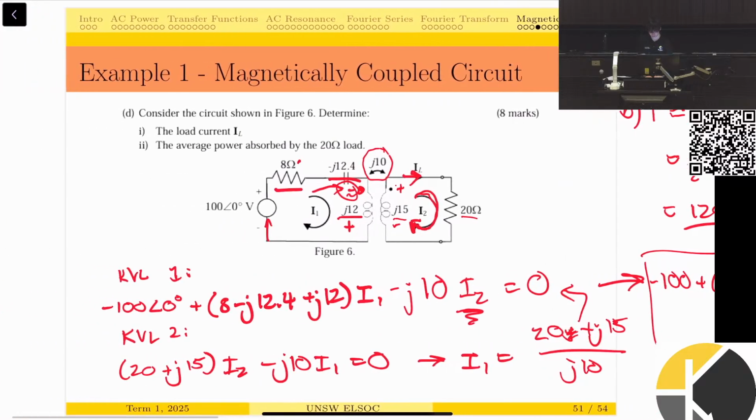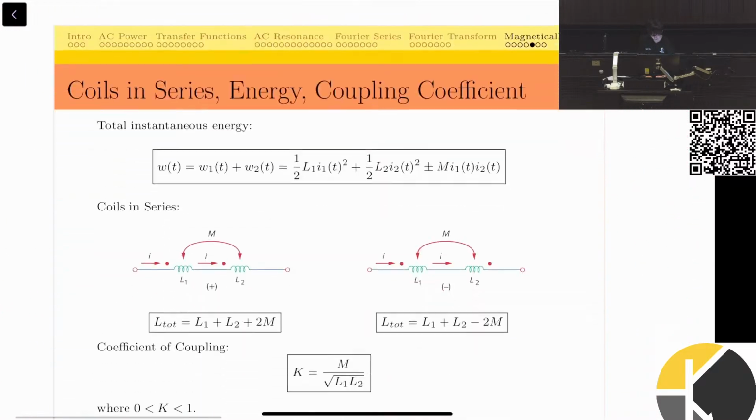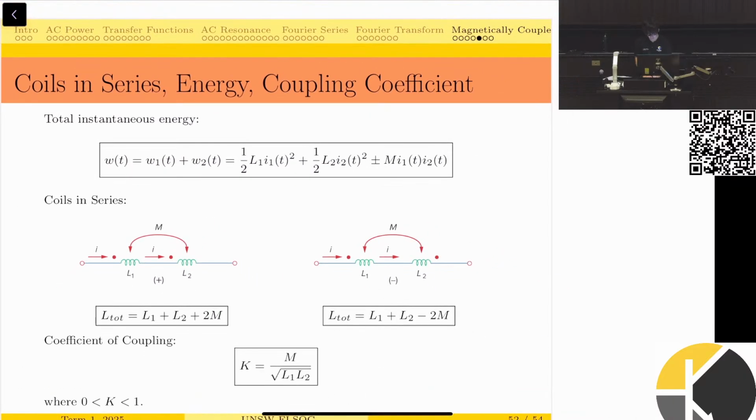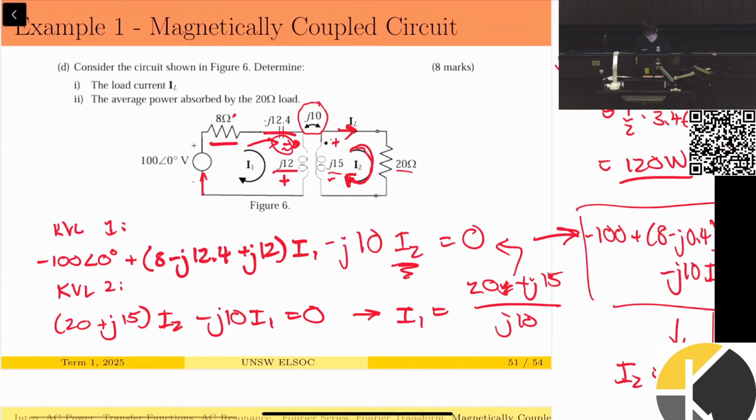Done. Some other things that might come up in magnetically coupled circuits. The first one is instantaneous energy. If I wanted to do a question on this, it's important to note that these inductances are in henries. So if I was using this circuit, I would need to convert these impedances back into inductances using something like this.